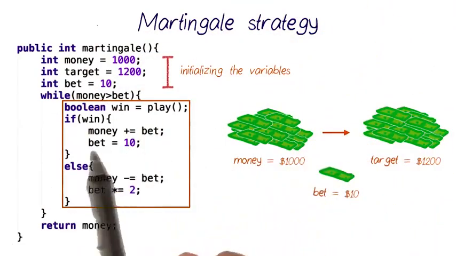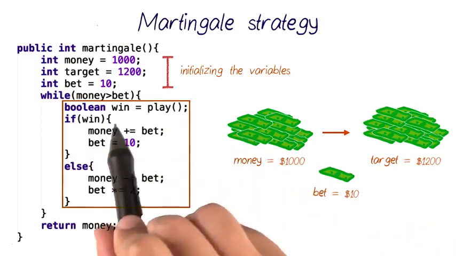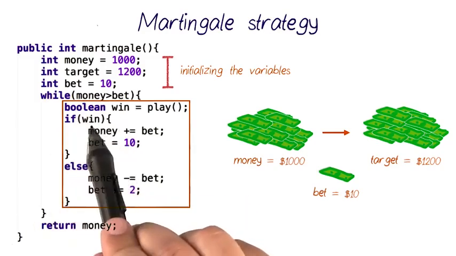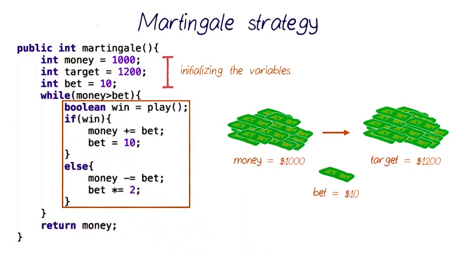Inside that loop, we're using this function called play. This function simulates the actual betting gameplay. Assume it's implemented somewhere else, and it returns a boolean. This boolean is true if you've won that bet, and false if you didn't. So we're storing the return value of this function into the variable win here, which is a boolean, and we're checking if we actually did win this bet or not.